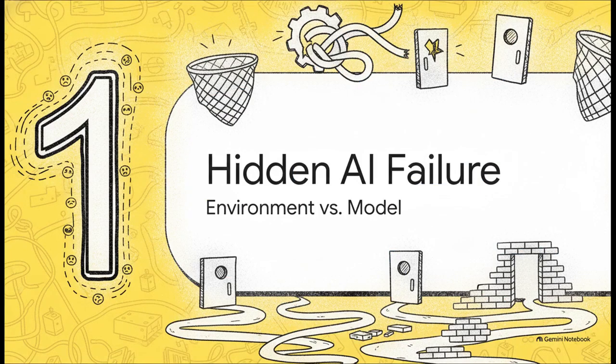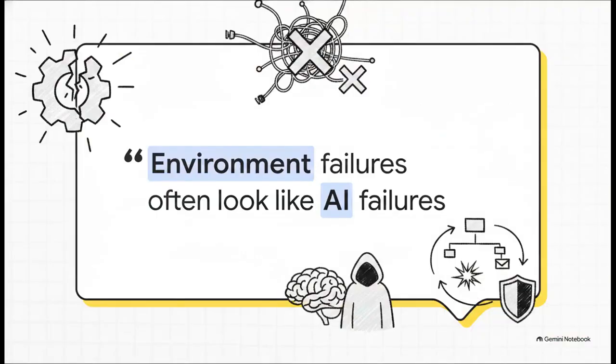All right, Section 1, the hidden AI failure: environment versus model. Let's shatter a massive misconception right out of the gate. When your code suddenly breaks or the output is just total garbage, our very first instinct is to blame the AI model, right? We think, oh, the model isn't smart enough or it's hallucinating, but actually, very often it's an environment failure just wearing an AI mask.